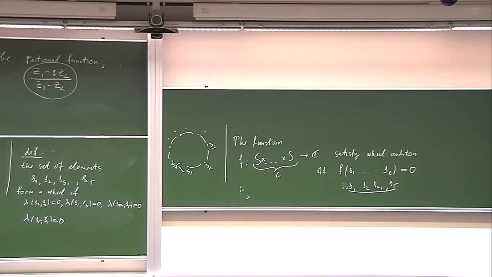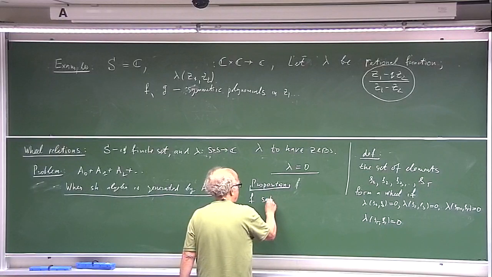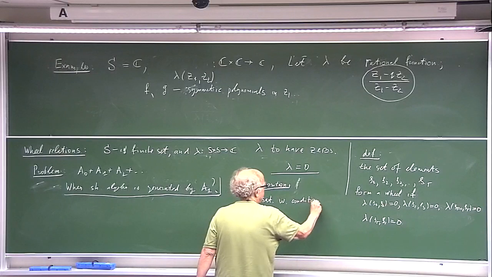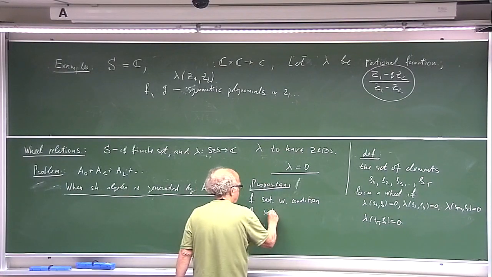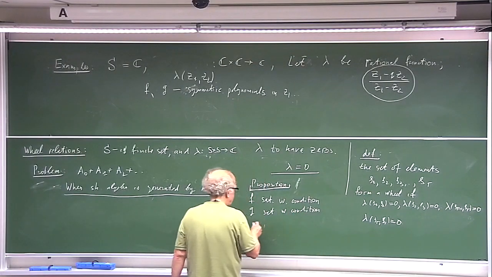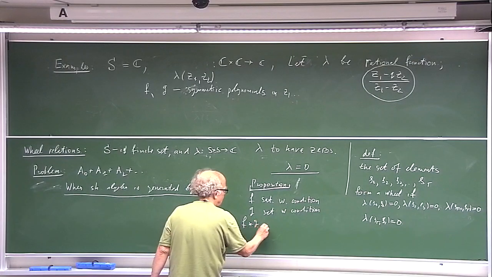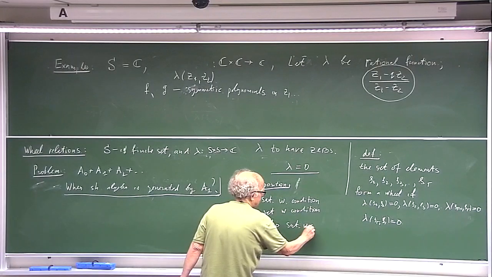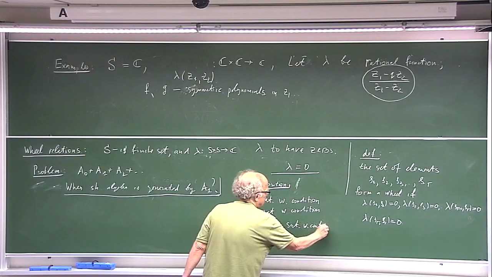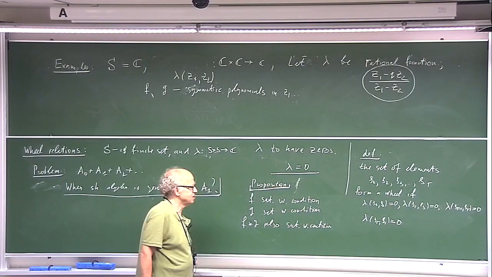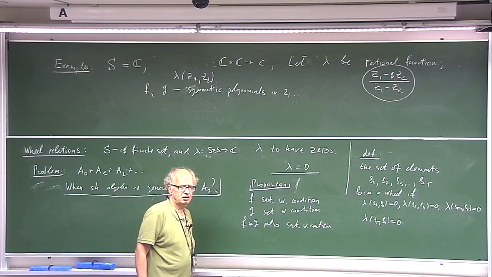Now this is the definition, and now the proposition. The proposition just says that suppose F satisfies the wheel condition and G satisfies the wheel condition. Then F G also satisfies the wheel condition. Do you fix the size of the wheel? No. Any wheel. Any wheel.